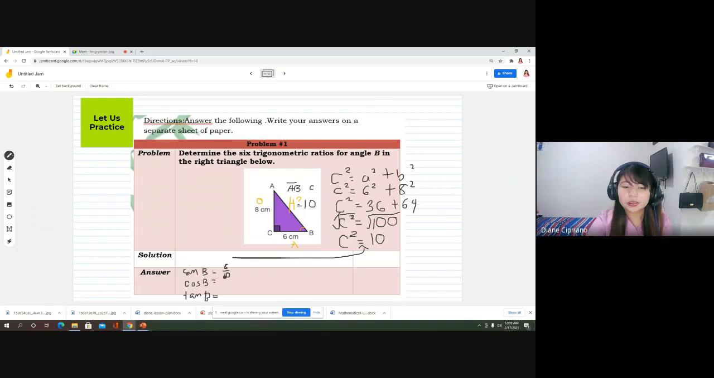So what have you noticed? It is not in simplest form, or it is not yet in lowest terms. So we can rewrite it in its lowest terms. So this is 4 over 5. Okay, 4 over 5. And for our cosine, it is Cah, C-A-H. So your adjacent here is 6, and your hypotenuse is 10. And its lowest term is 3/5.